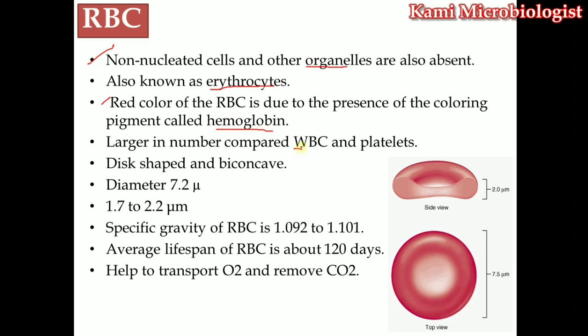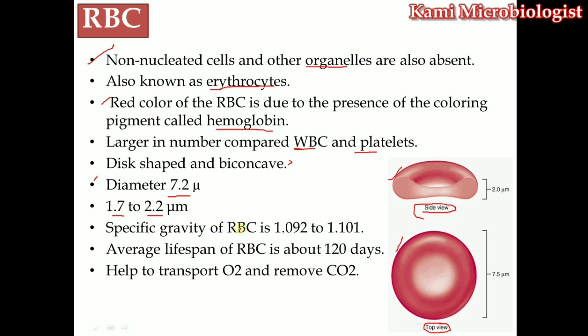If we see the number of RBCs, they are higher compared to white blood cells and platelets. In size, the RBC is smaller than a white blood cell but larger than a platelet. Then we have the shape of the RBC. RBCs are mostly biconcave in shape, as you can see here. This is the side view of the RBC, and this is the top view. The diameter of the RBC is mostly 7.2 micrometer, and the thickness is 1.7 to 2.2 micrometer.